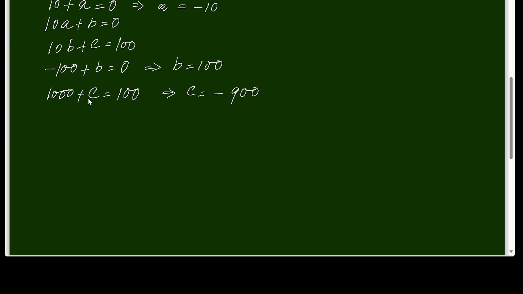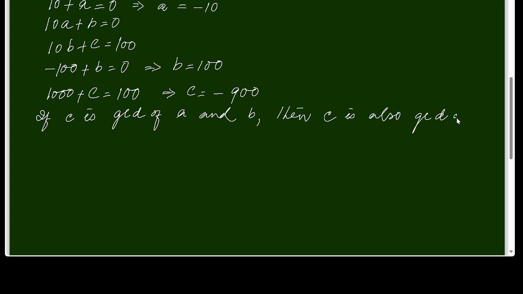Okay. Now I'm taking Euclid's theorem. It says if c is the GCD of a and b, then applying Euclid's algorithm for remainders, c is also the GCD of a and the remainder we get when a divides b.